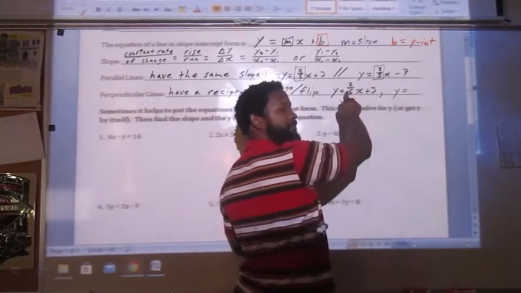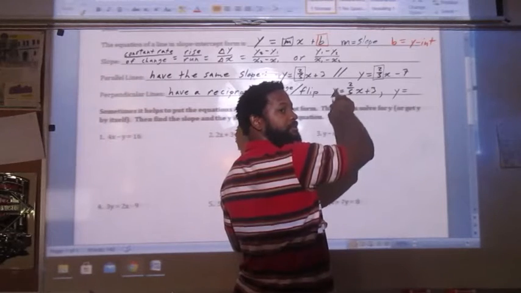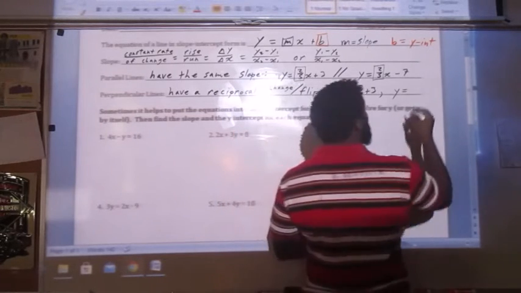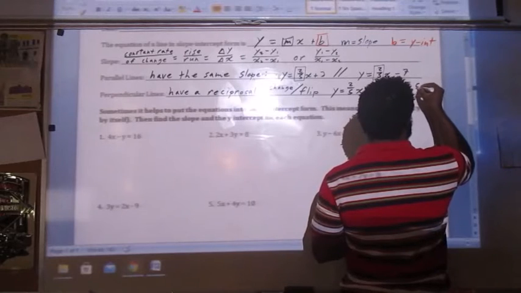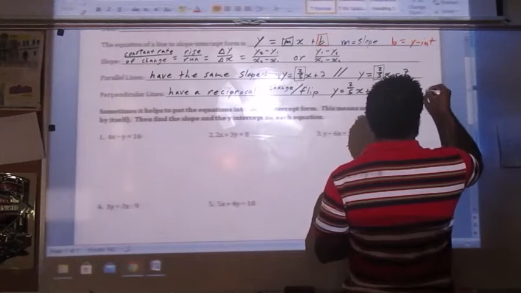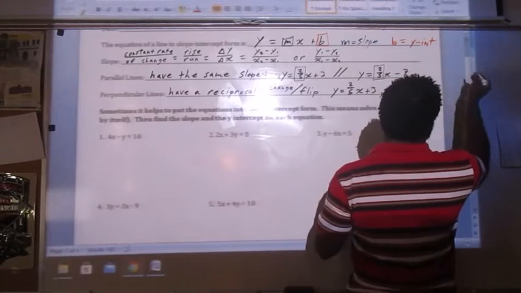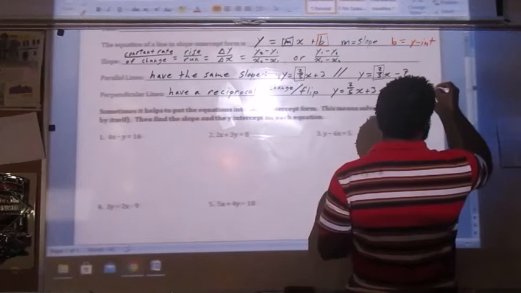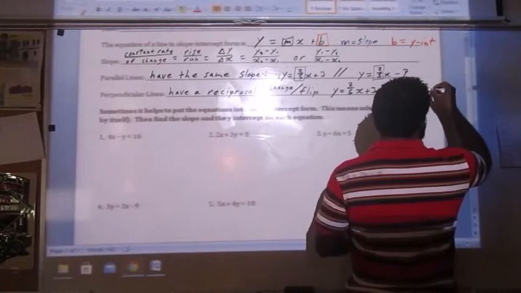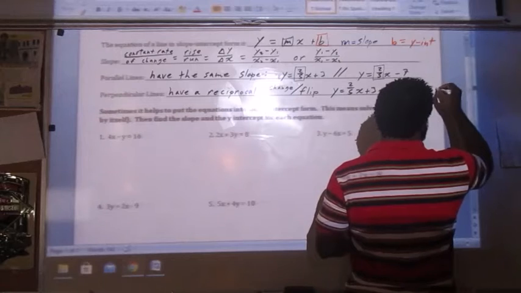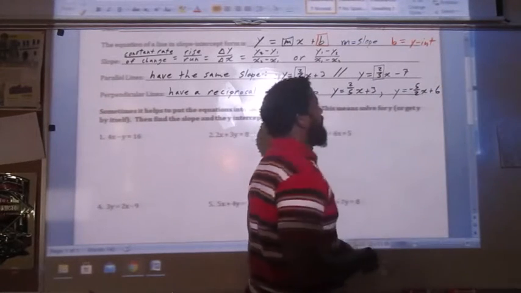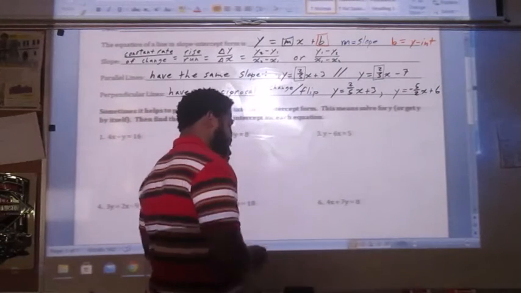So is this a positive? Negative. So it's gonna be negative 5 over 2. There you go. It'll be negative 5 over 2 x plus 3, or minus 5 plus 7, whatever. It doesn't matter what it is. I just put plus 3.